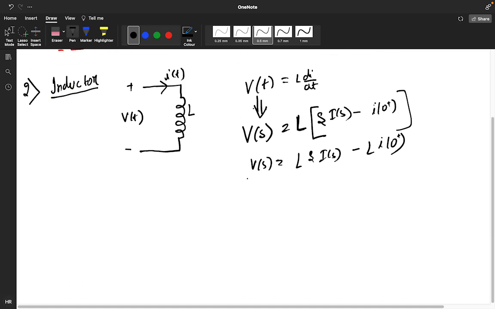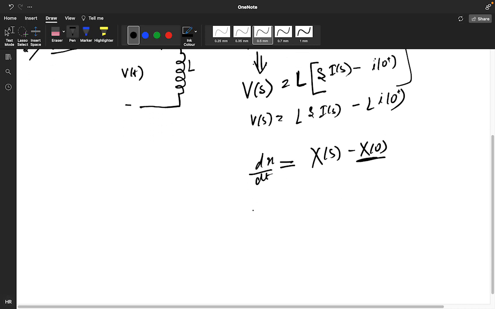Okay, remember one thing, if you have this term dx by dt, we will discuss these things in signals and systems and in control systems again, but for now remember this: the Laplace transform of dx by dt is S X of S minus x of 0. This is your initial condition. Okay, if the function was d square x divided by dt square, then what will come? Then S square will come.